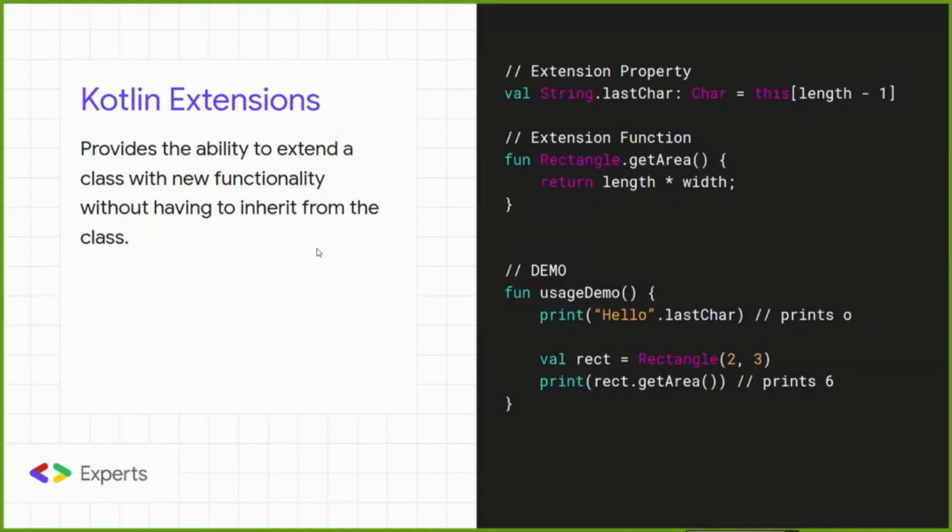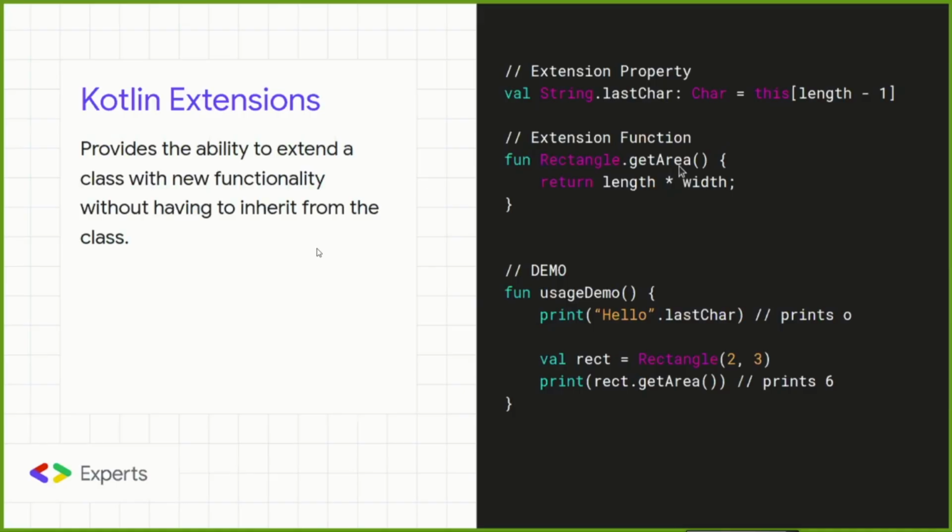So first of all, we have Kotlin extensions, which is the main feature that allowed us to create the library. The library is called KTX, which actually stands for Kotlin extensions. So we couldn't have done it without this. It basically provides us with the ability to extend a class without having to do any kind of inheritance from it. And you guys can see here an example. For example, we could extend the String class to add one more property called lastChar, which would obviously give us the last char from that string.